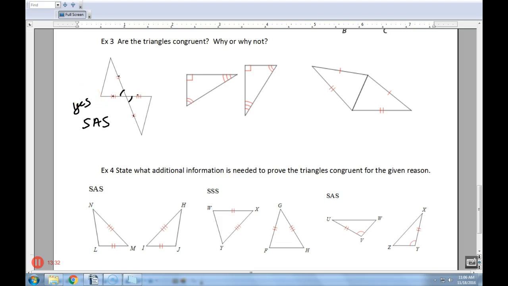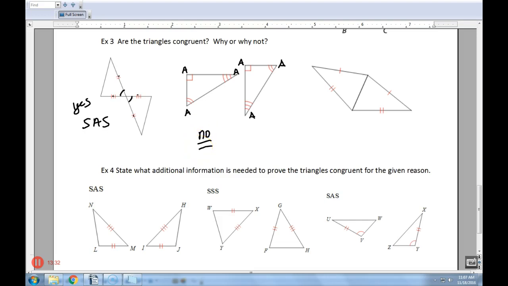This one over here, it looks like I have an angle that matches up. And I have an angle, and I have an angle. Well, we do not have any theorem angle, angle, angle yet. So this is no.